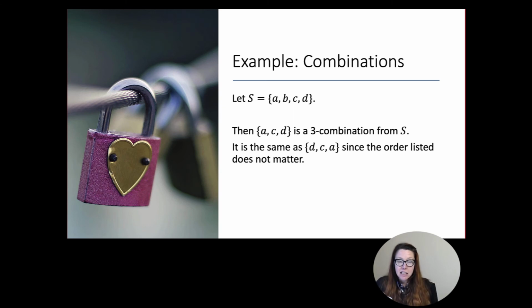Okay. This is the same. So unlike a permutation where the order is everything, ACD is different than DCA, is different than CDA, is different than ADC. Sets are different, right? So ACD is the same as DCA.